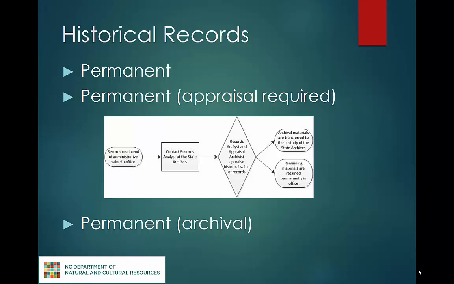Archival records will transfer to the custody of the State Archives of North Carolina for permanent retention. As with any situation in which a state agency has questions about the records it produces and maintains, the records analyst assigned to the agency is available for consultation on decisions about historical value.